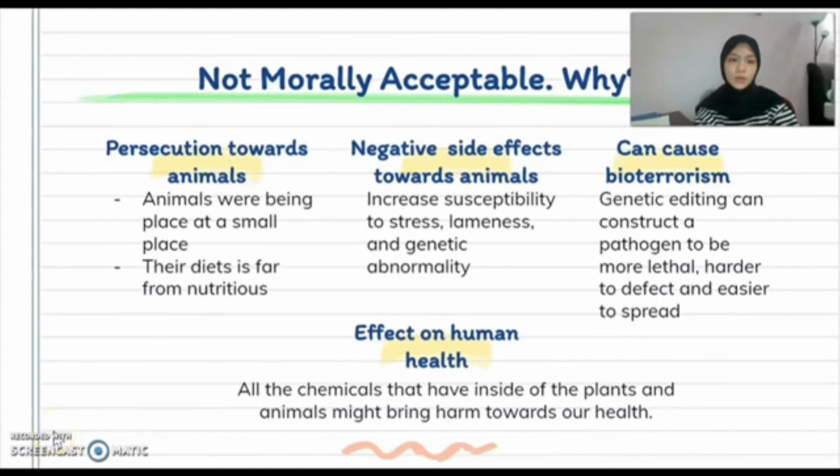So people also think that genetic engineering is not morally acceptable because it can affect human health, because all the chemicals inside the plants and animals might bring harm toward ourselves. Sebab ada orang kata everything that is not organic is not good, dan ada juga orang yang kaitkan this whole thing with the rising number of orang kena cancer. They said like all this genetic engineering are the ones that cause this thing to happen, macam tu.